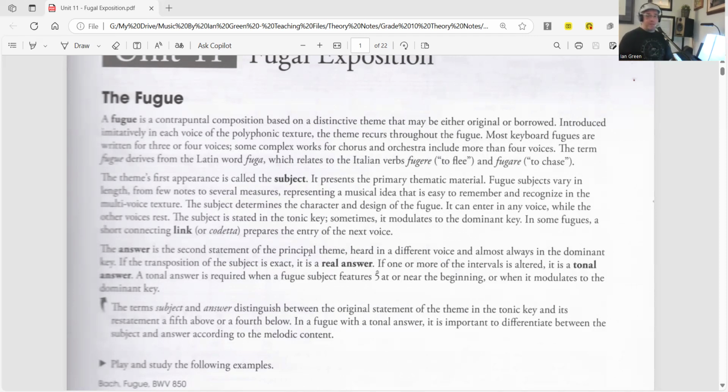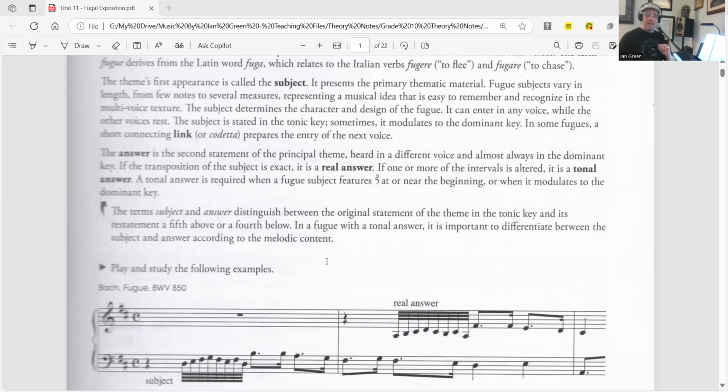There's also something called the answer. So the answer usually occurs after the first subject. The subject establishes the original key of the piece and also is the musical idea that the composer will use to build the rest of the piece. Now, the answer is kind of like an answer in the sense that it's not going to stay in the same key, but it will have the same rhythmic material as the subject.